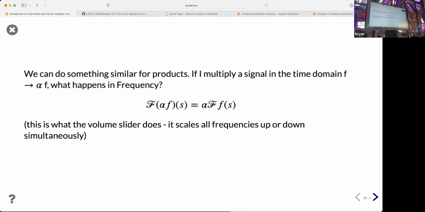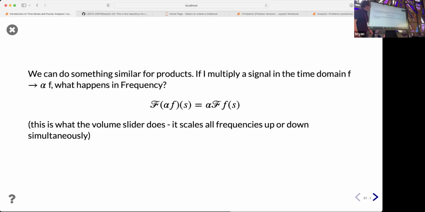Sorry, does it matter if the alpha is real or complex? Doesn't matter, I assume. I don't think it matters, but that's a good strategy to think about. Right? I don't think it matters. I think you can just pull out the complex. That's a good question.